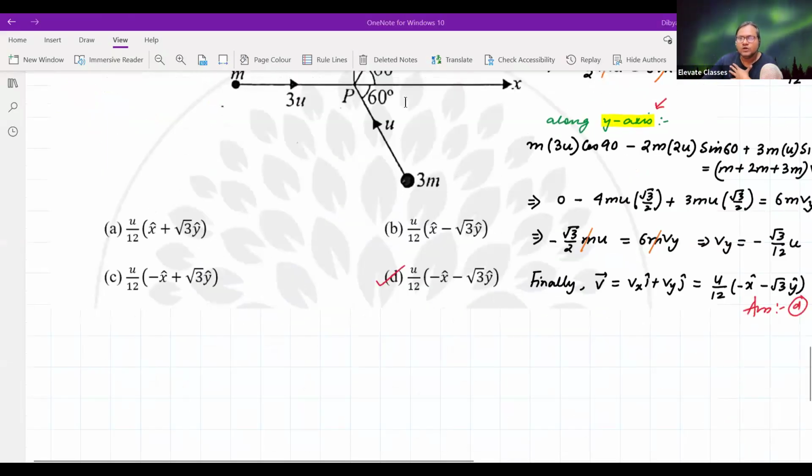Therefore, it's good that we practice a few more questions of slightly different types. So let me see. Slightly different type of questions.